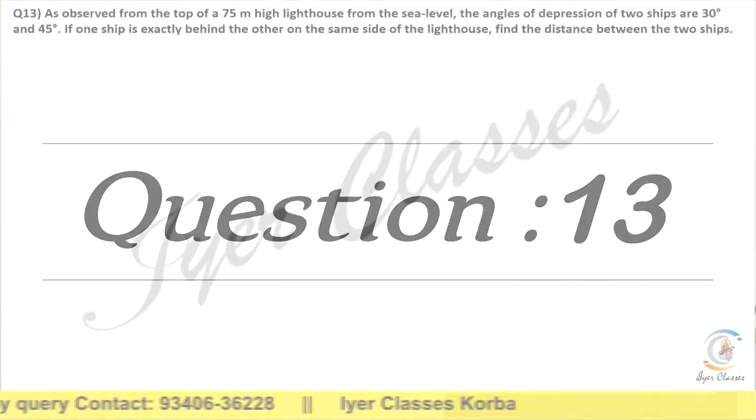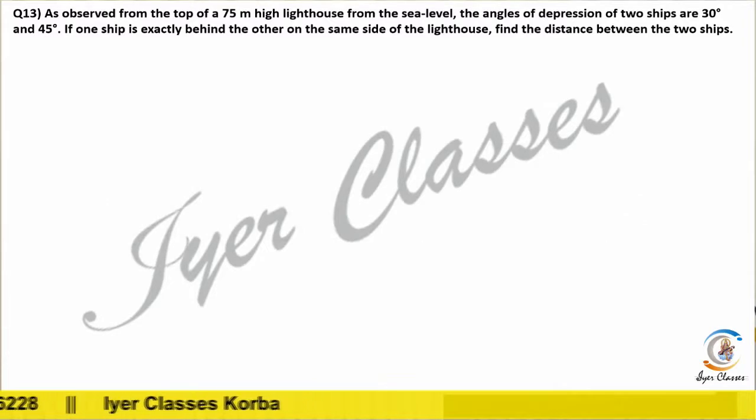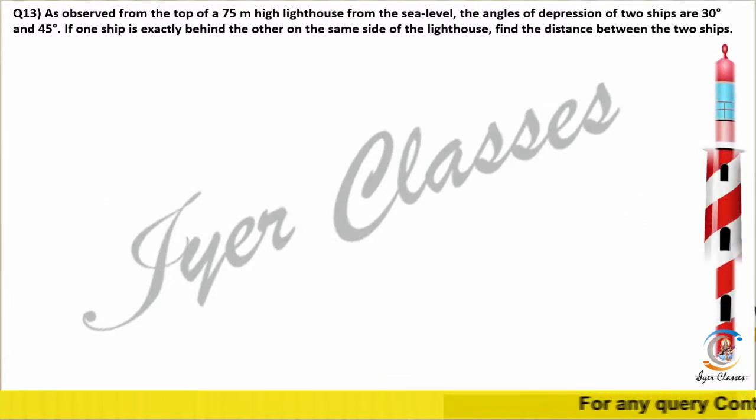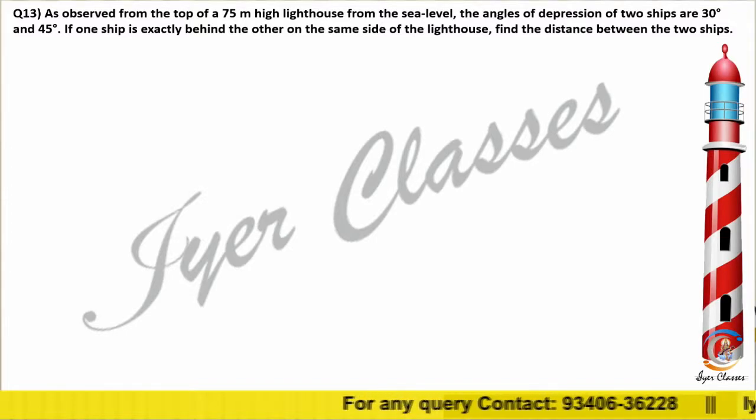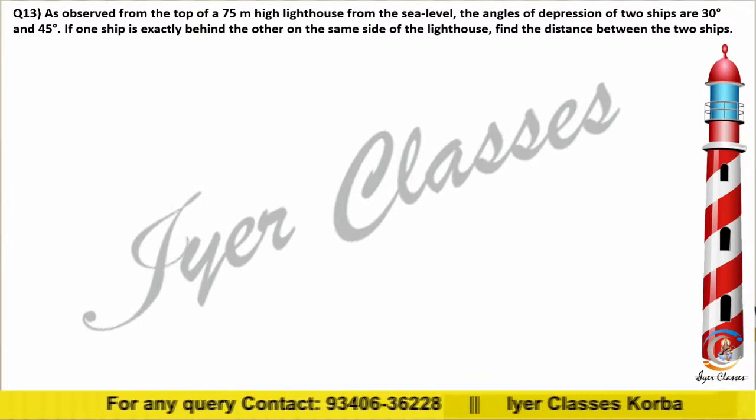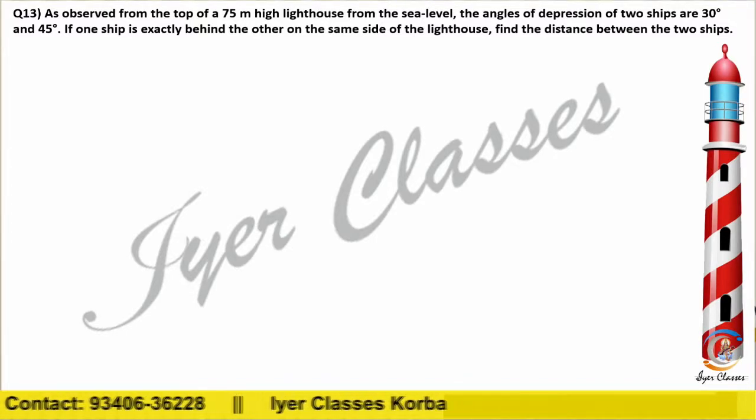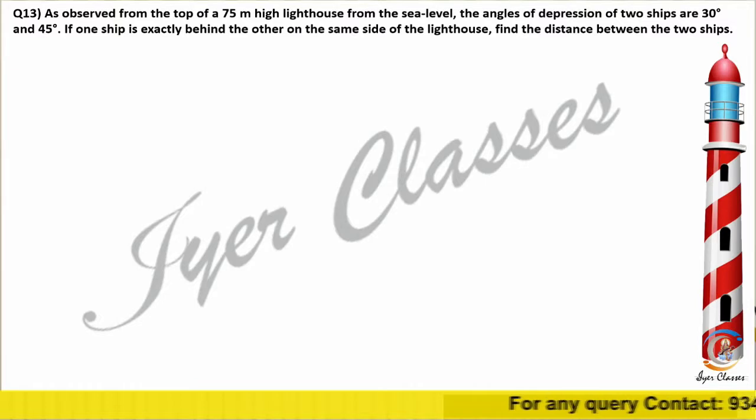Let us now move on to question number 13. As observed from the top of a 75 meters high lighthouse from the sea level, the angles of depression of two ships are 30 and 45 degrees. If one ship is exactly behind the other on the same side of the lighthouse, find the distance between the two ships. You can see a lighthouse on the screen now.